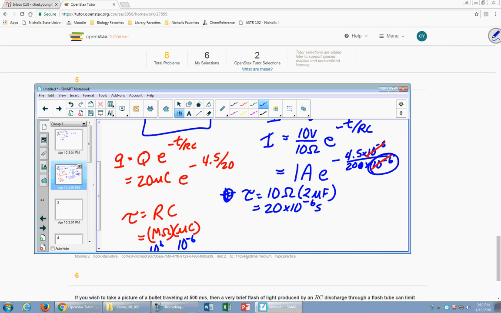So, tau and time are not the same. No. Tau is your time constant. Tau is a characteristic time for your RC circuit. Remember, to charge a capacitor fully, you have to have 10 time constants passed. Tau is just this characteristic time. We use it to describe exponential functions. But t is the actual time that I want to know, whatever it is that I want to know. Right. RC is equivalent to tau. Tau is RC. Okay? Marissa?